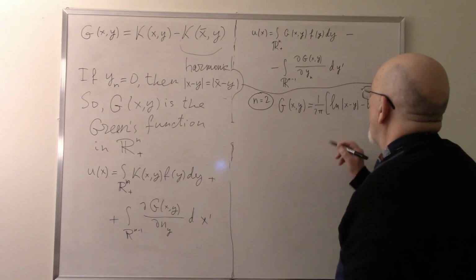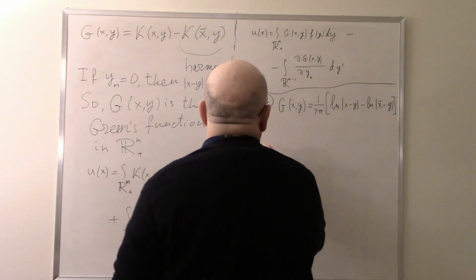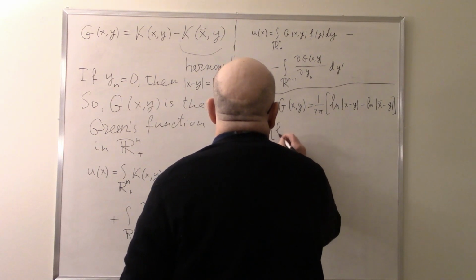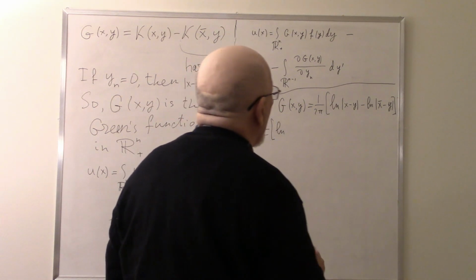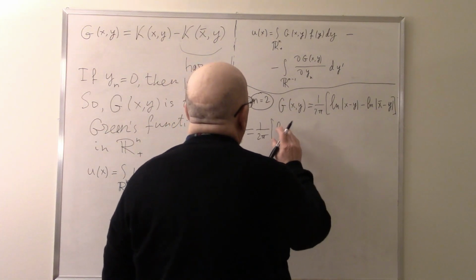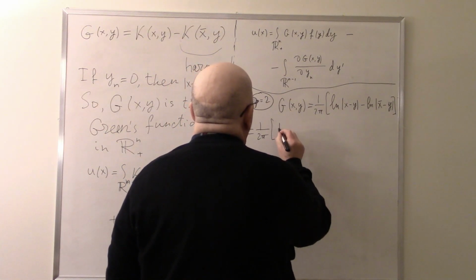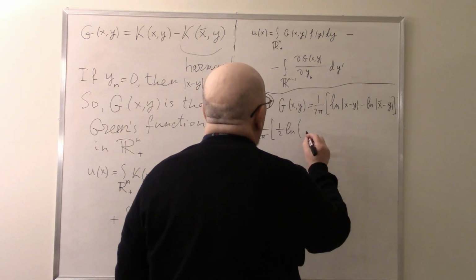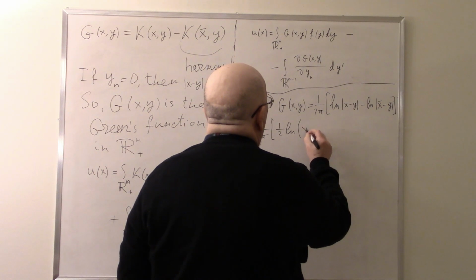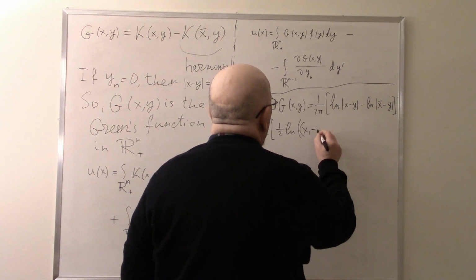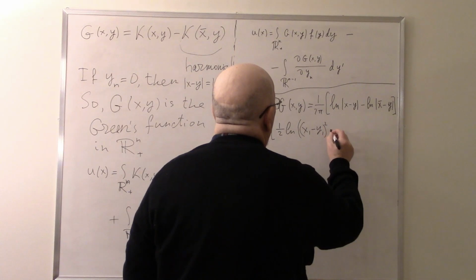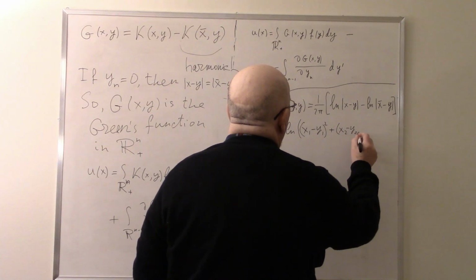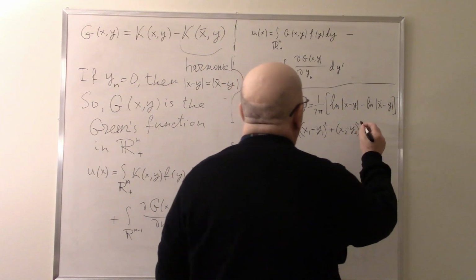No, it equals 1 over 2 pi logarithm of x minus y. Let me write 1/2 logarithm of (x1 minus y1) square plus (x2 minus y2) square.